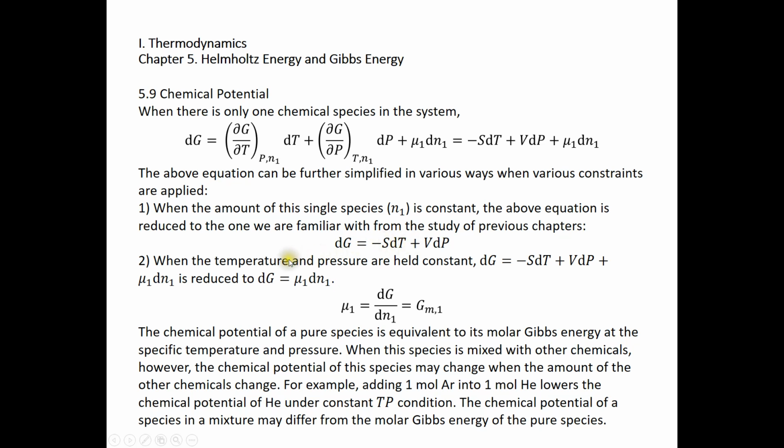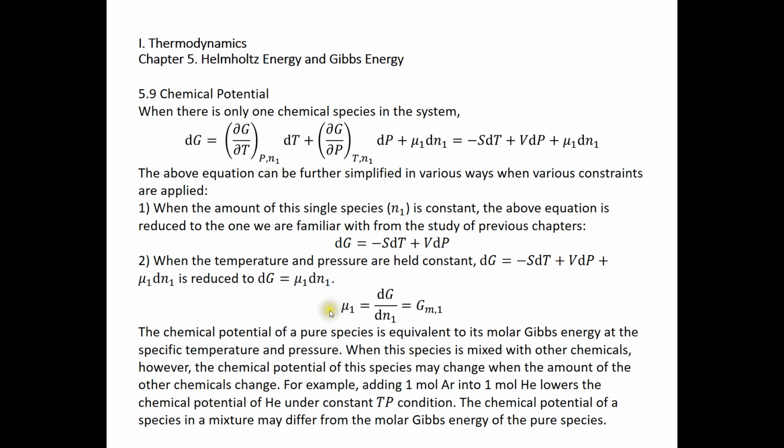What if the temperature and pressure are held constant? And again, this equation can be reduced. In a different way, dG is simply mu1 dn1. And mu1 is dG over dn1 under the specified temperature and pressure. In this case, chemical potential is simply the molar Gibbs energy of this pure species.